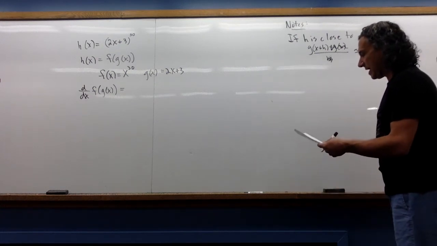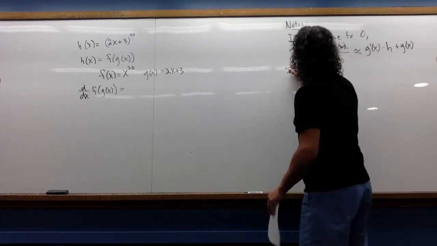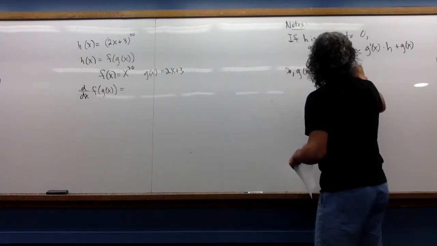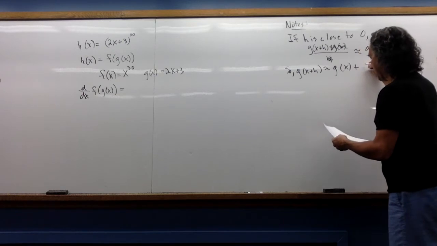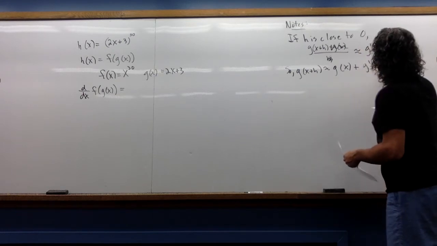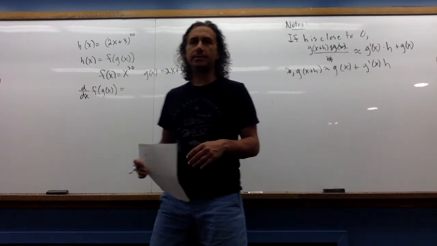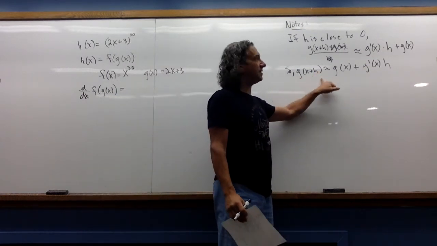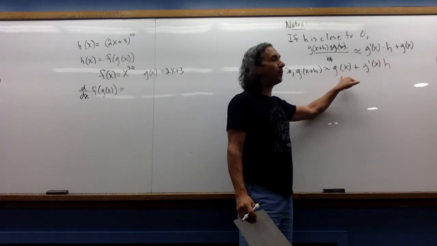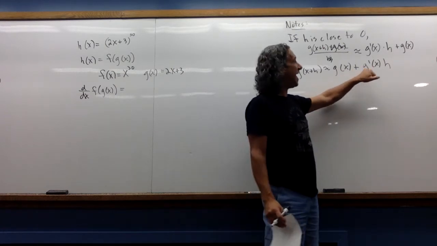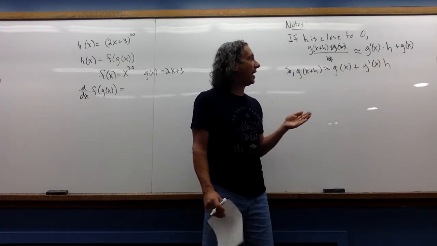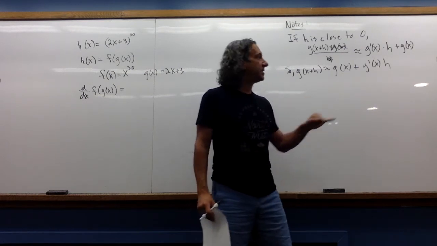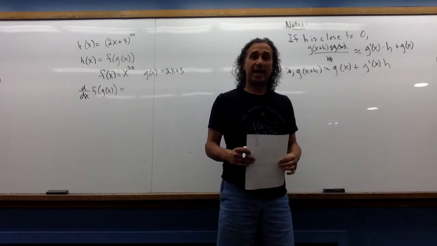So this tells me that g of x plus h is approximately g of x plus g prime of x times h. And that makes sense to me. So g of x plus a little bit is going to be wherever you were at g of x plus how fast the y terms are changing with respect to x times h, which is a change in x.